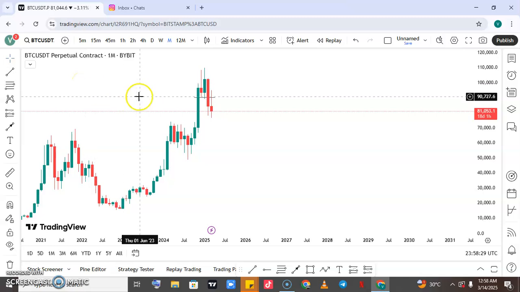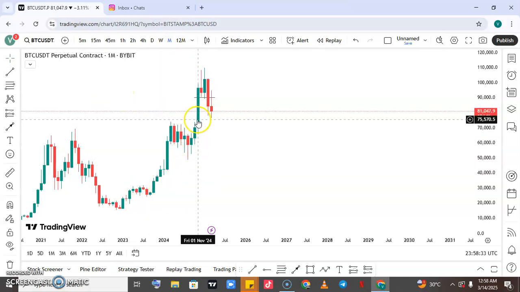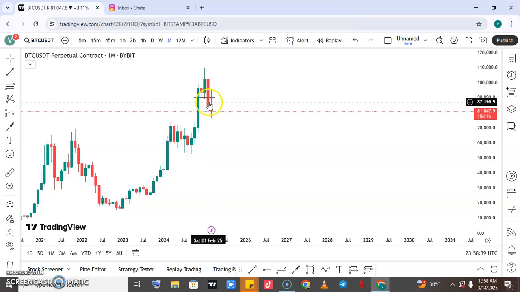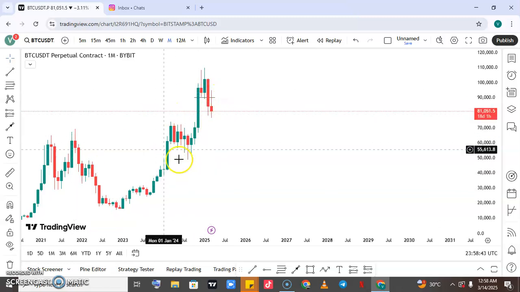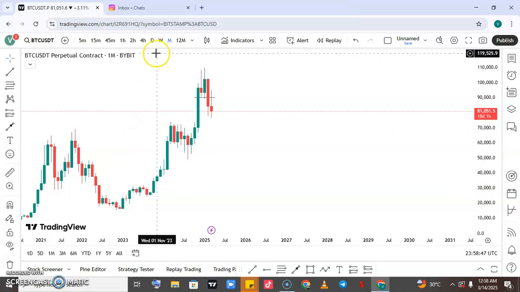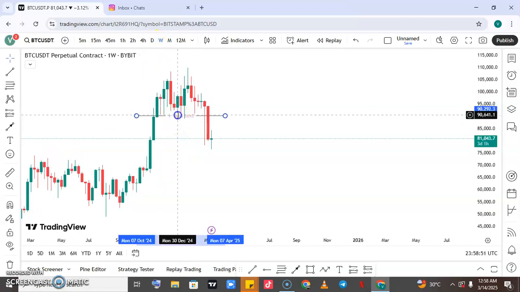So right now we are on a monthly time frame, and you can see, I think this is for November last year, this is for December, and this is for January, and this is for February, and now we are in March. So this candlestick represents just 1 month. Now what did I see? So I actually went over to the 1 week time frame and I got this setup.